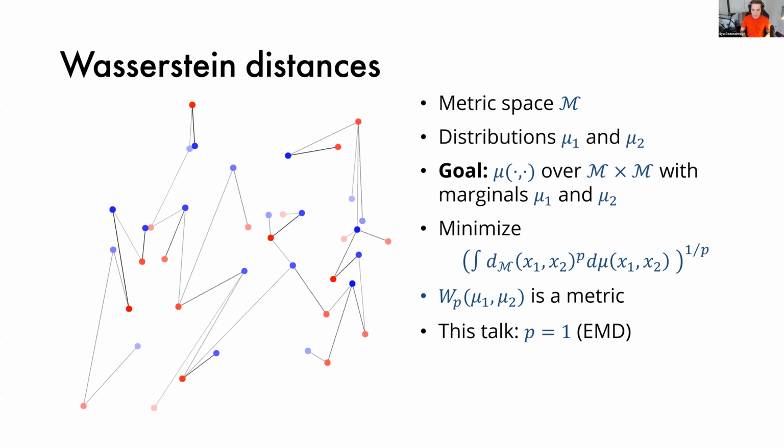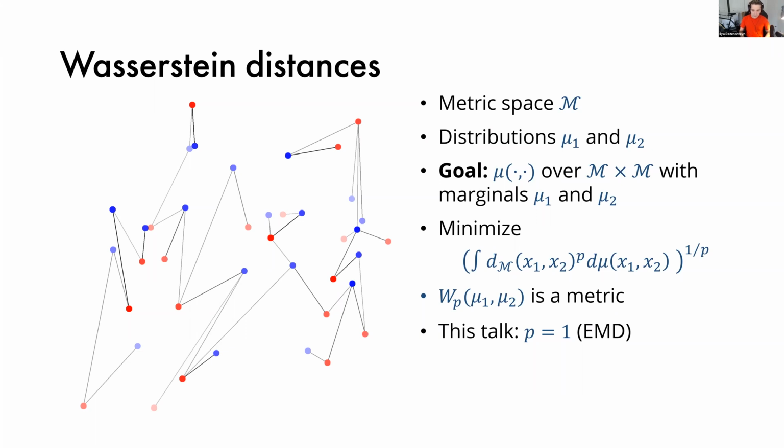And our goal is to find a distribution over the product of two copies of our metric space, such that on one hand, the marginals of this distribution are exactly our distributions mu1 and mu2. And we are trying to minimize this functional that is on the screen. So basically, we are trying to minimize, with respect to this joint distribution, the pth power of the distance between the endpoints. In the informal definition I gave you, p was equal to 1. But we can, in principle, consider other values of p. For example, p equals 2 is a very popular choice.